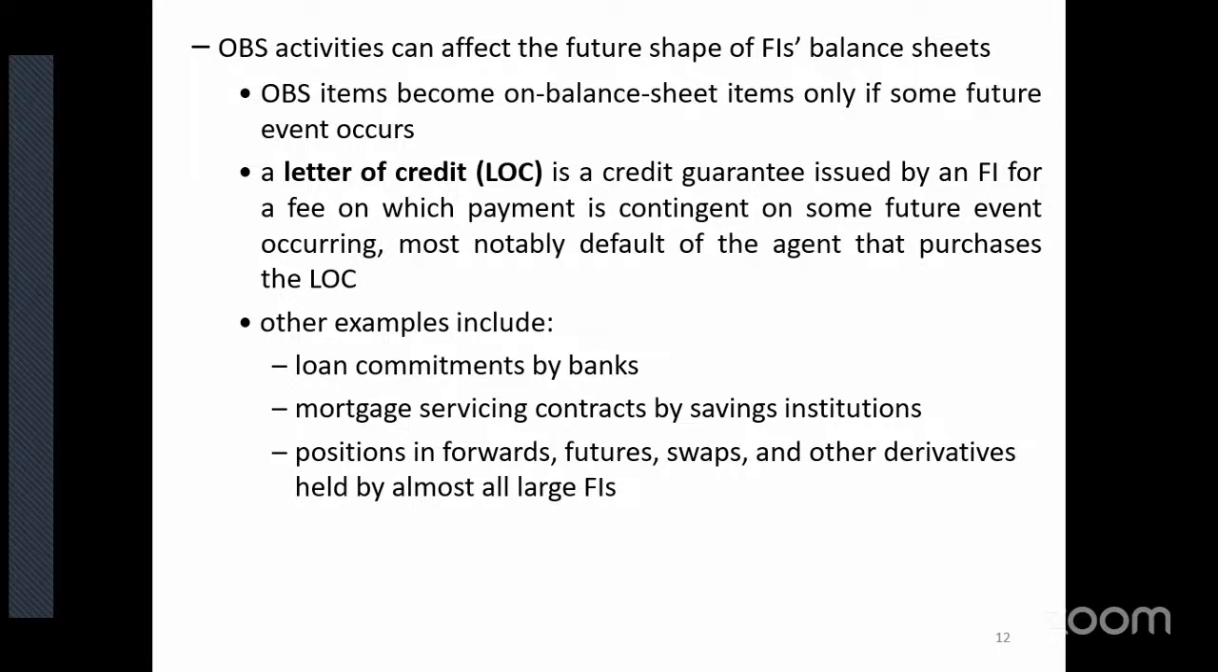In import-export businesses, a letter of credit is unavoidable. Say an importer requests a letter of credit from a bank to make an import. The bank gives a guarantee that the particular customer is able to settle the money. It's a promise given to the exporter in another country. In case the importer fails to settle that money, the bank has to take responsibility. So this is an off-balance sheet activity. Other examples include loan commitments by banks, mortgage servicing contracts by savings institutions, and positions in forwards, futures, swaps, and other derivatives held by almost all financial institutions. Every financial institution has off-balance sheet activities, so it's very important to monitor them.